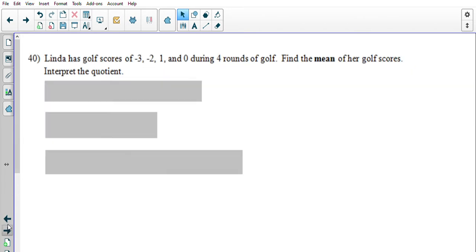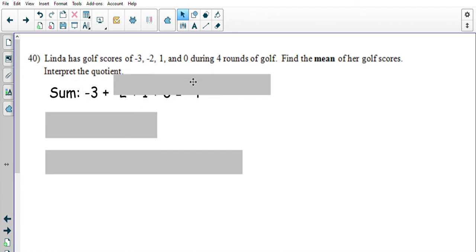All right, let's try another one of these. Linda has golf scores of negative 3, negative 2, 1, and 0 during 4 rounds of golf. Find the mean of her golf scores. All right, let's find the sum first.